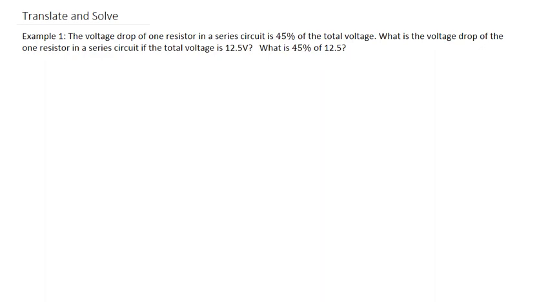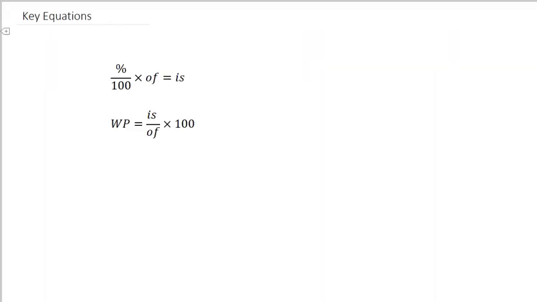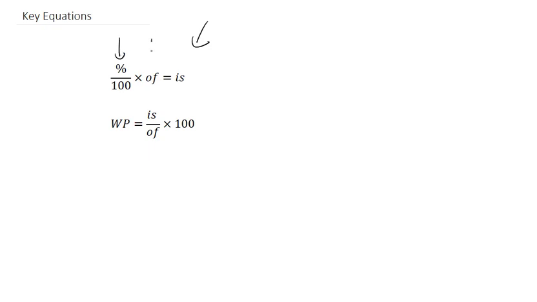So to solve this, let's go over some key equations that will help us. We have the key equation: percent over 100 times of is equal to is. What this means is that usually in our problems, we're going to have a percentage given. And whenever we see the word "of," we're going to need to multiply. So we multiply the percent times the number that follows after "of." And anytime you see "is," you can think that's what it's equal to. So therefore, you know you need to put an equal sign and then follow that with the number.